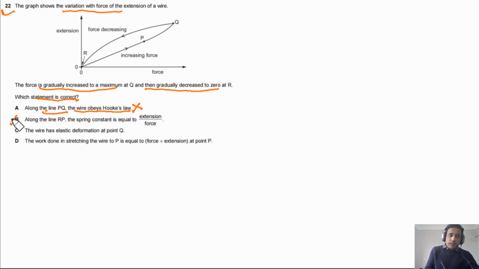The next option says the wire has elastic deformation at Q. Yes, because the wire returned back to its original length, it means it was elastically deformed at this point. So the option saying it wasn't deformed elastically is incorrect. The work done in stretching the wire to Q is equal to force times extension? No, it has to be divided by 2. So this option is also incorrect. So the answer is C.